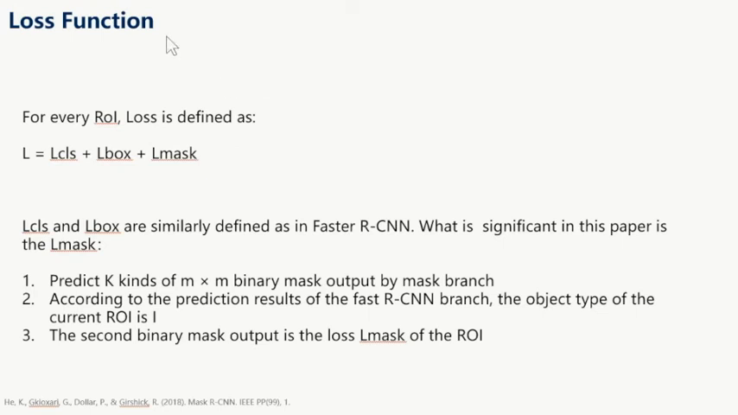Next, the loss function of the Mask RCNN. It has 3 parts, and L mask is the newly added part. The first 2 parts are similar to Fast RCNN. How to calculate L mask? First, predict the K classes of n multiply n binary masks output by the mask branch. Secondly, according to the prediction results of the Fast RCNN branch, the object type of the current ROI is i. The i-th binary mask output is the loss mask of the ROI.